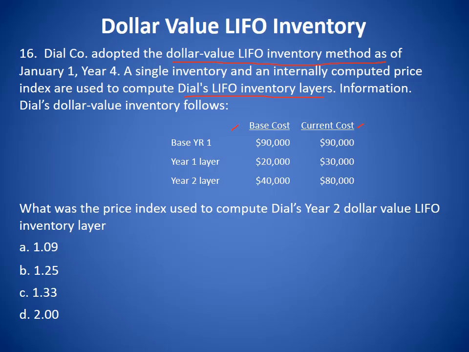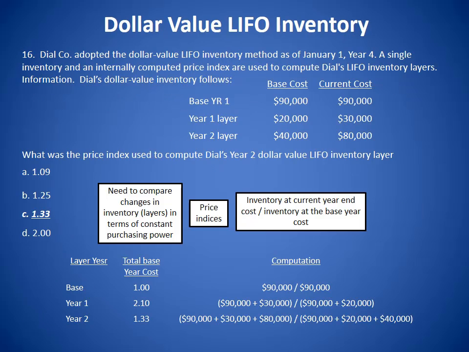And the solution to this problem, which is C, 1.33, is actually, when you look at it, simpler than you may have anticipated. I've computed the indices from all the years. If we look at our base year, the base year cost in the indices is 1. It's our $90,000 over our base cost of $90,000.